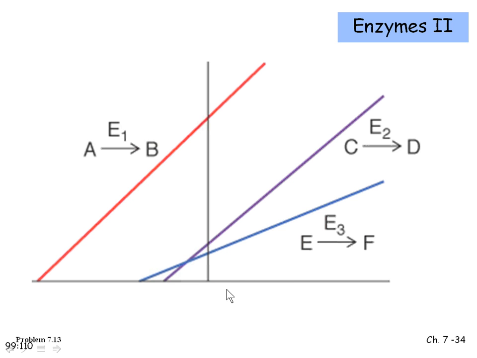Double reciprocal plots are handy because they do transform things into straight lines. They're not as intuitive because you have to make allowance for the fact that they are double reciprocal plots.